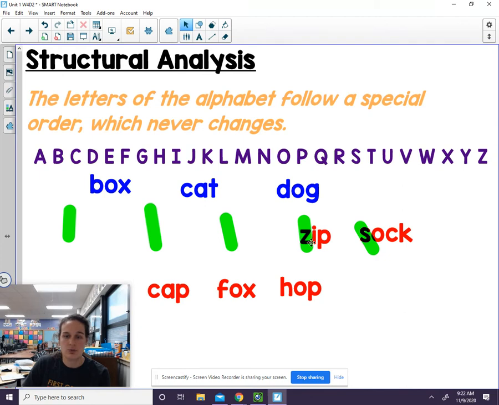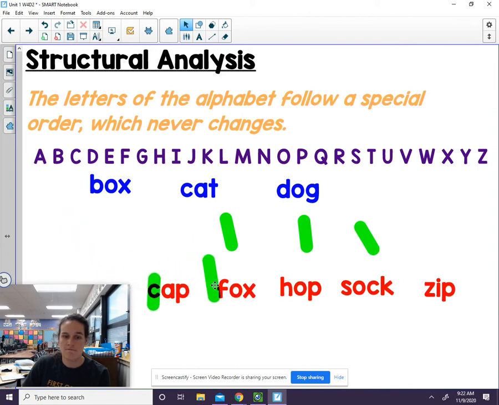Okay, we have 2 words left. We could keep working down and checking. Do any of these letters match those? Don't see one yet. S. S would be next. And then finally, the last one would be Z, the word zip. So we now have these words in alphabetical order, and they're in alphabetical order by the first letter in the word.